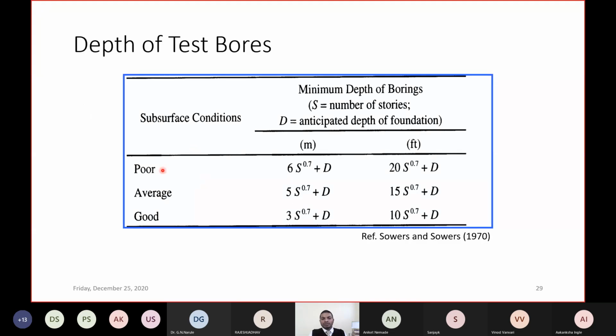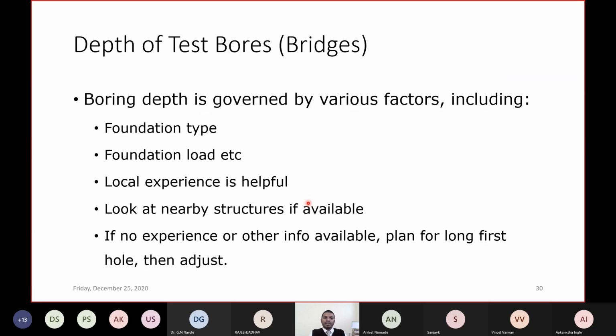For poor subsurface condition, d equals 6 s raised to the 0.7, where s is the number of storeys and d is the anticipated depth of the foundation. For the average, 5 times, and for good, 3 times the number of storeys. So this is the anticipated depth for the test boring hole, and generally the boring can be stopped whenever rock foundation is obtained, and below that, up to 2 meters people go.